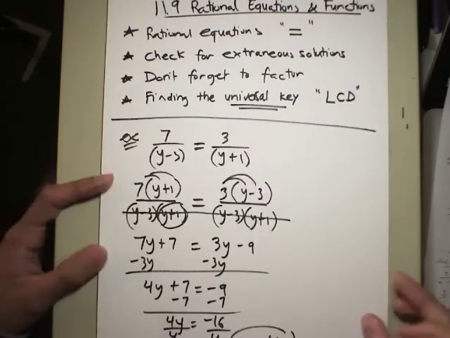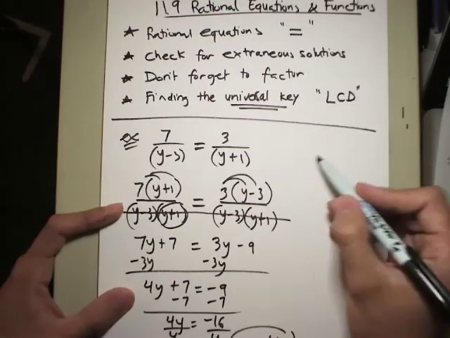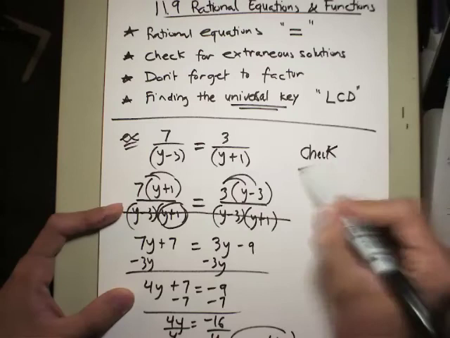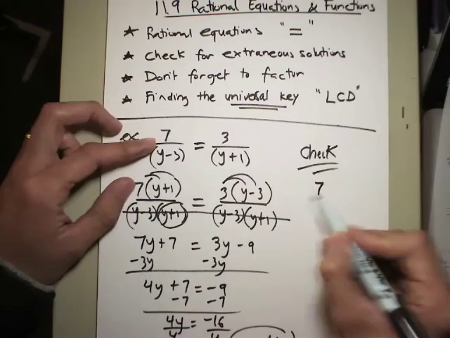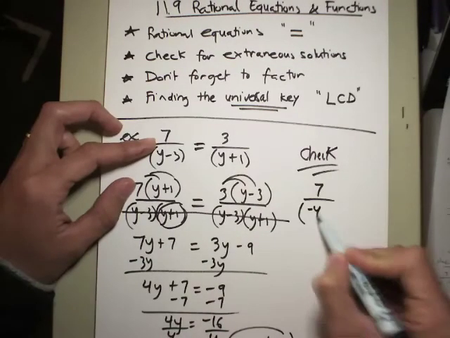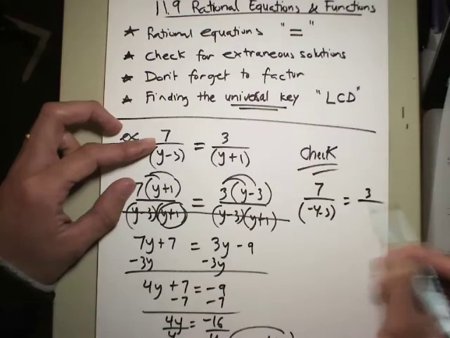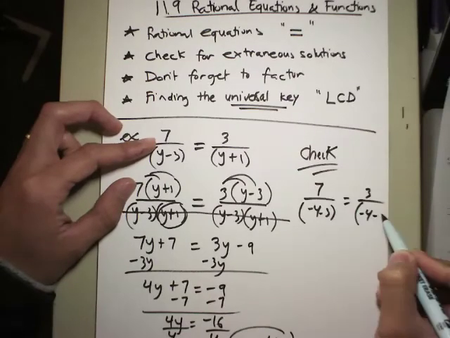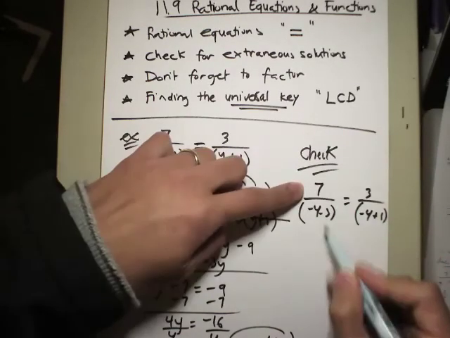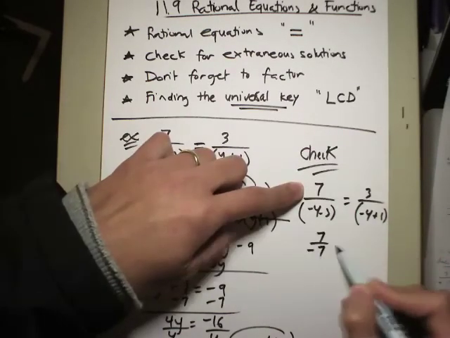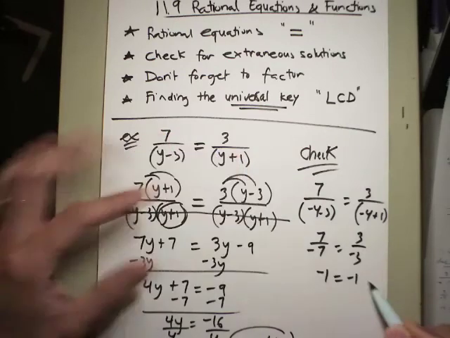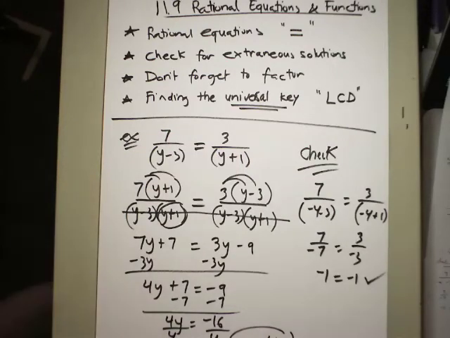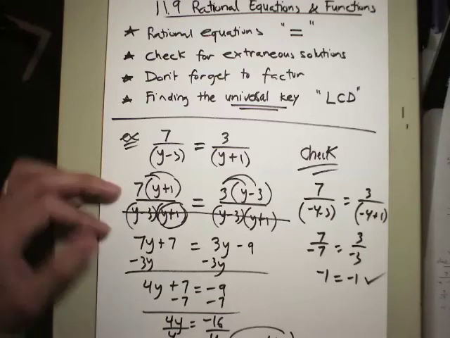Now, don't forget to check your work. It's important because this could be an extraneous solution, right? So let's plug it back in. This is 7 over -4 minus 3. This is 3 over -4 plus 1. So this is 7 over -7. This is 3 over -3. They're both equal to -1 on both sides. So check, and there you have it. This is our solution for this particular problem.